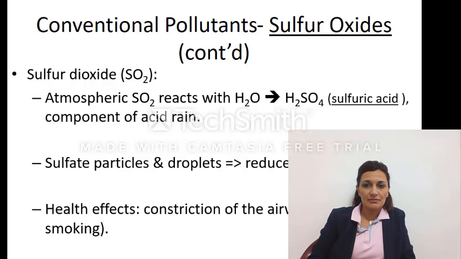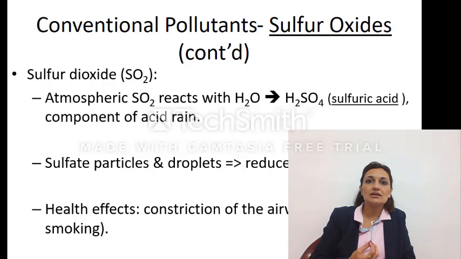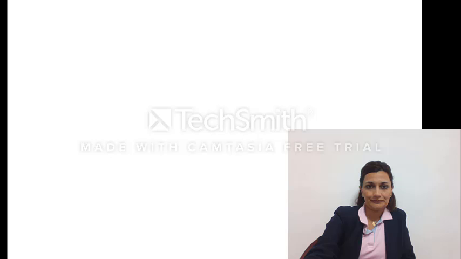Sulfate particles and droplets. So if now we have sulfuric acid in the atmosphere and it rains, the precipitation, we will refer to it as acid rain, and this acid rain contains acidified droplets with sulfur. And this is a pollutant because it might reduce visibility. We might have a problem also inhaling it in our respiration, so the airway, and this is second to smoking. So first, constriction of the airway might be due to smoking. The second reason is due to sulfur oxides.